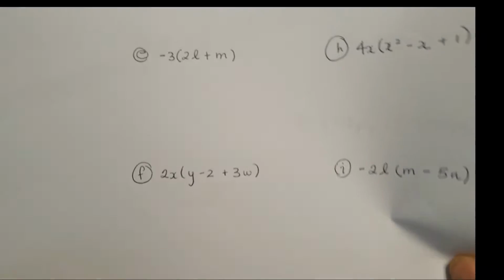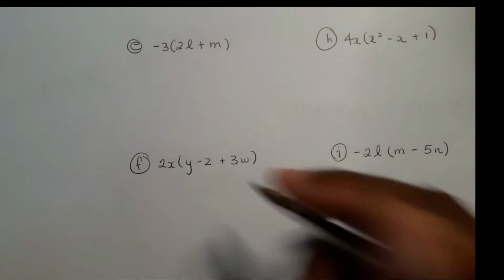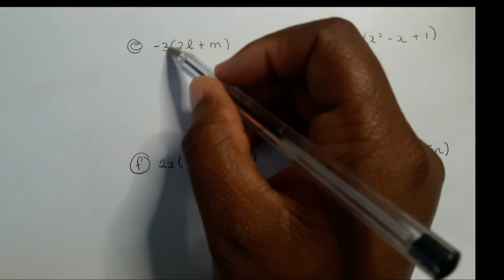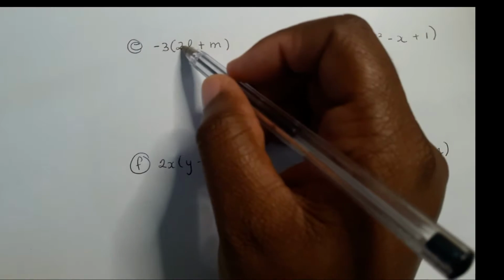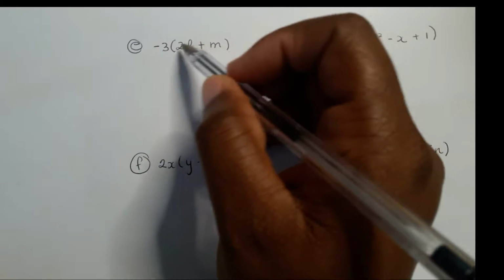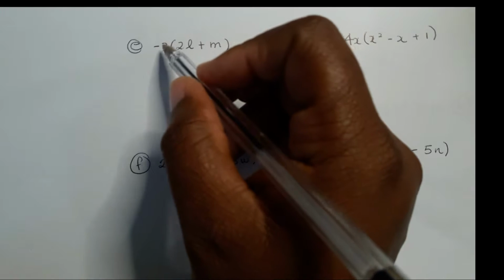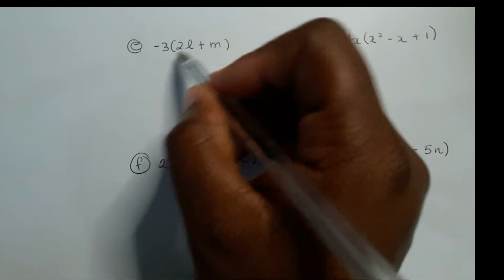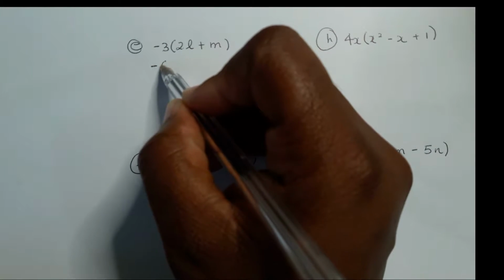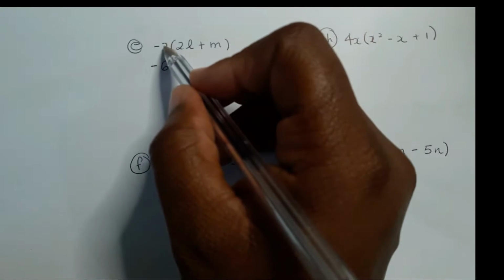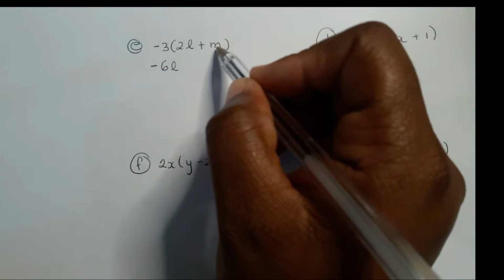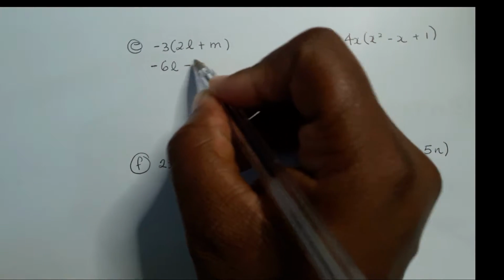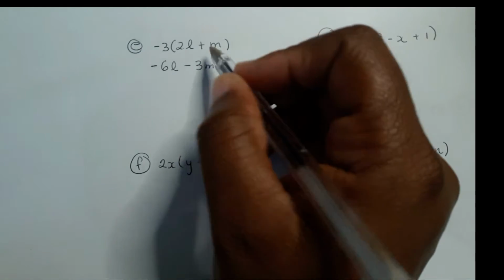And now here we have this one. This is negative, so anything negative times anything positive will give you a negative answer. So negative 3 times positive 2l will give you negative 6l. And negative 3 times m will give you negative 3m. Okay?